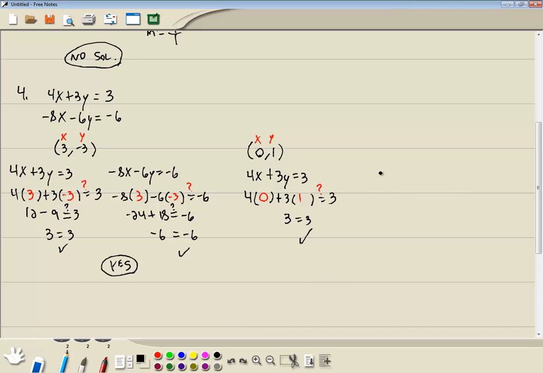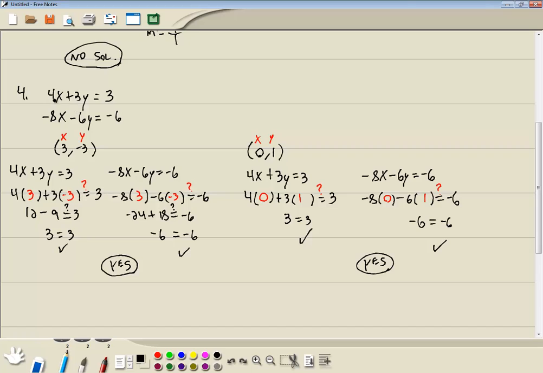Well, let's try it on the other equation. So I got negative 8x minus 6y is equal to negative 6. We'll go through and replace our variables with sets of parentheses. Again, we said x was 0 and y is 1. And this is a question mark at this point. Negative 8 times 0 drops away. Negative 6 times 1 is negative 6. And we get negative 6 equals negative 6, which checks. So the answer to this one is yes.